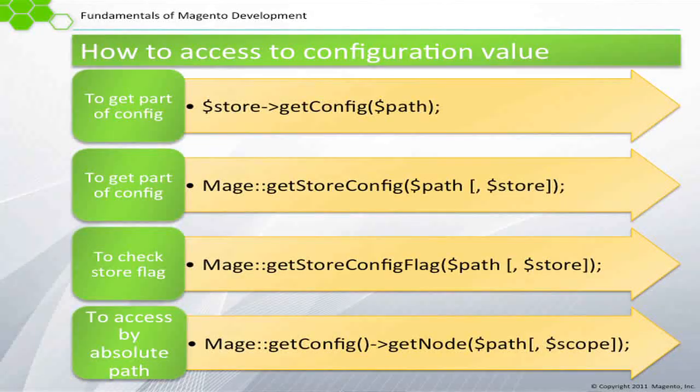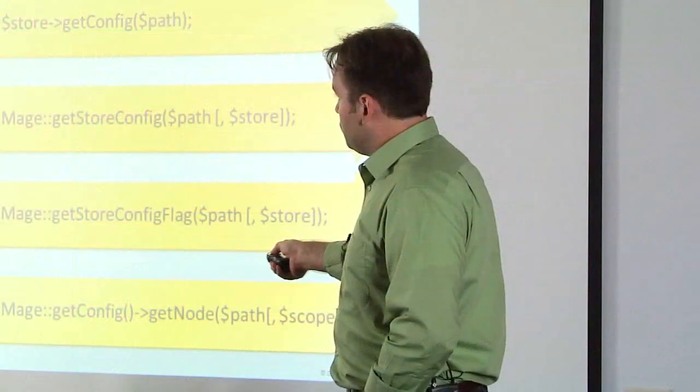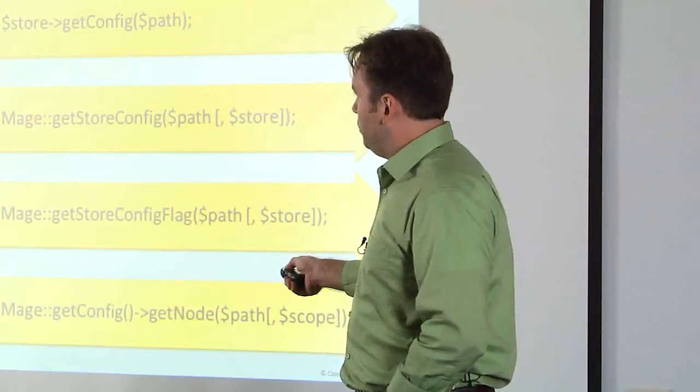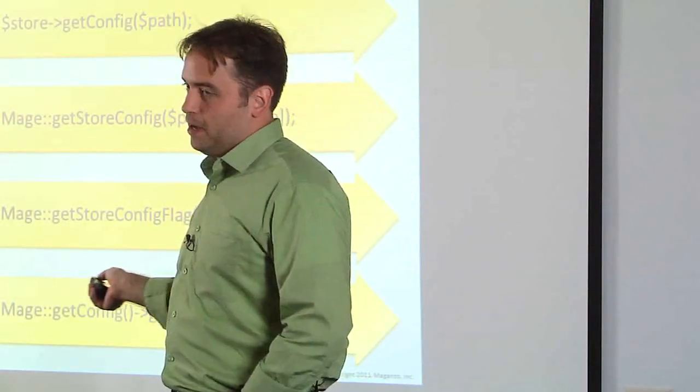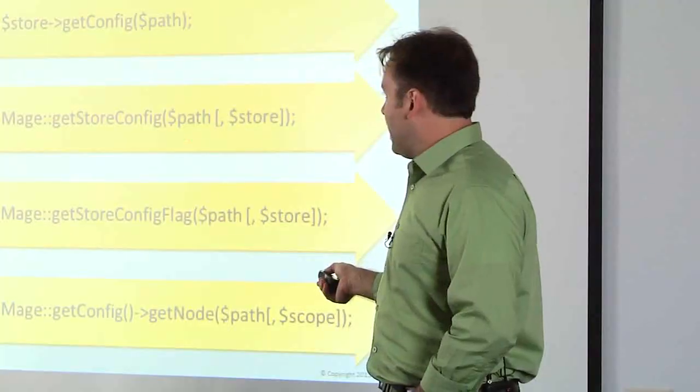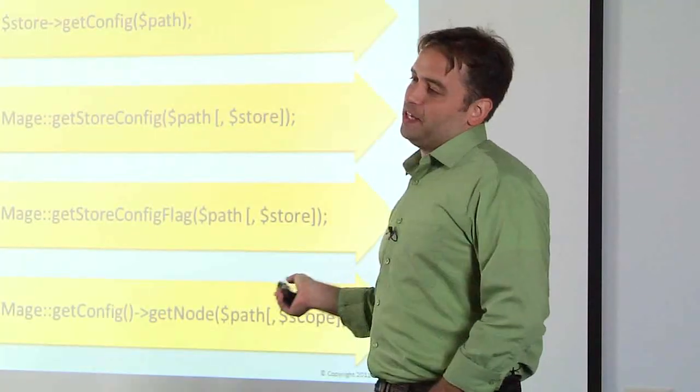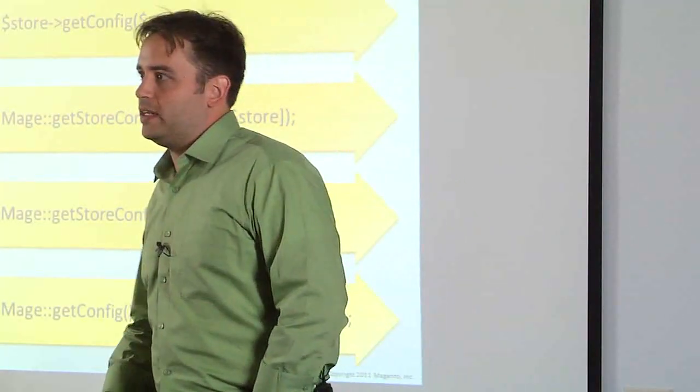Here's where we start to get practical. If we have a store object, we can simply say get config and specify an XPath. And we'll get a configuration value, whether it's been specified at the store level or whether it comes to us from the default scope. If we want to get part of a config, we can specify a path here, and we can do this anywhere in the application using this static method. We can pass in a path, and if we want, we can specify a store code or ID.